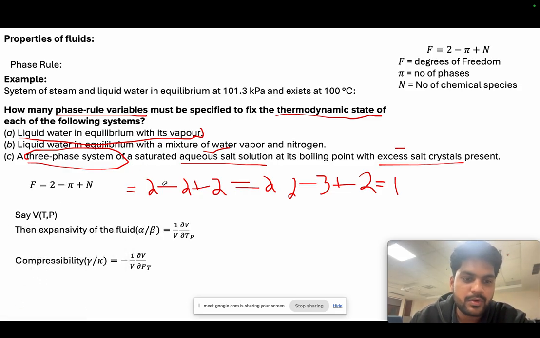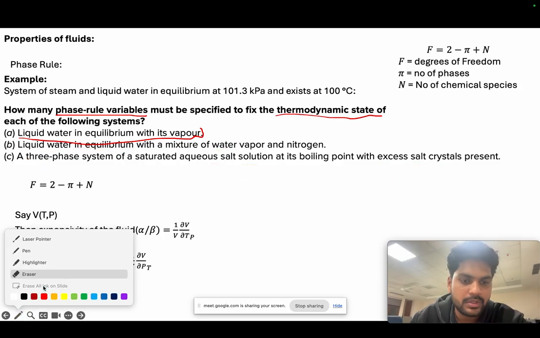So this is not related to your assignment, but it will be helpful for you to understand. If anybody asks me how many phase rule variables are needed, it will be easy.